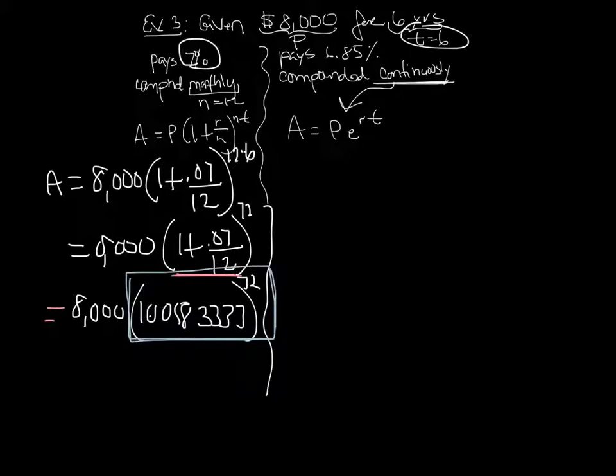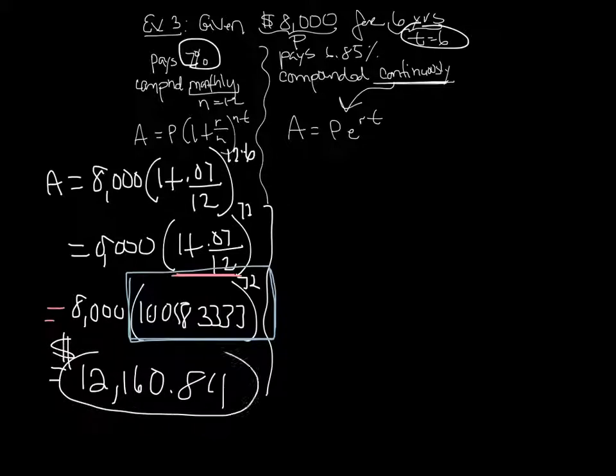And I am left with 1.5201055504. So I'm just going to multiply that times 8,000. And that gives me $12,160.84. So that's what you generate if you compound monthly.